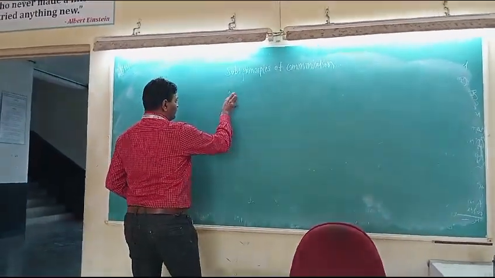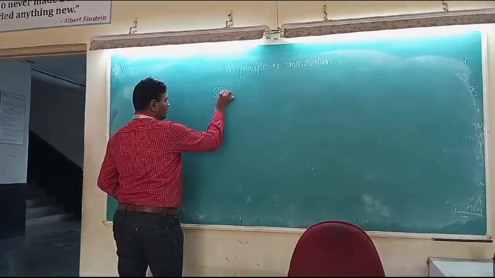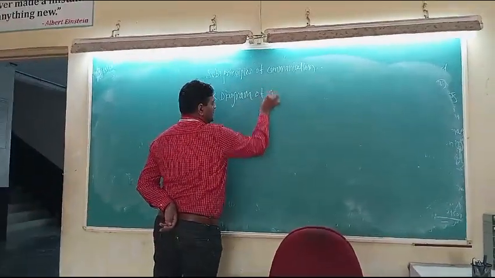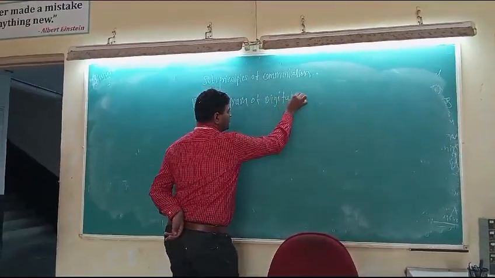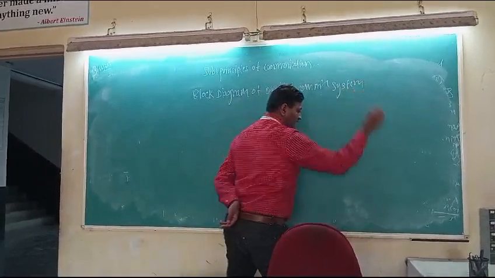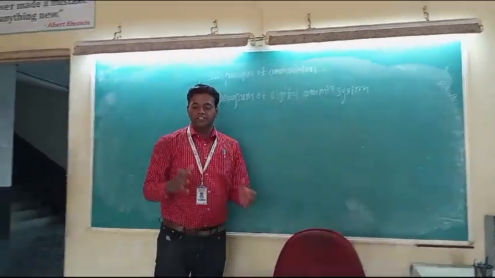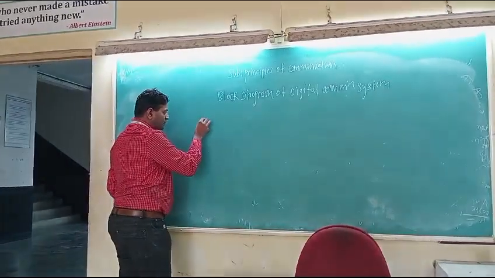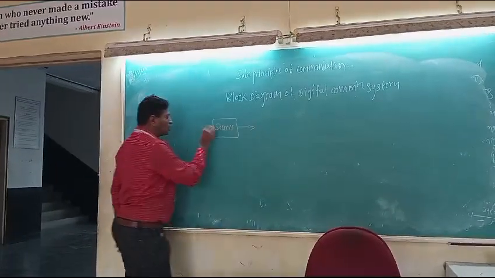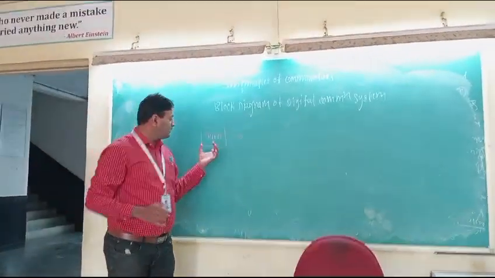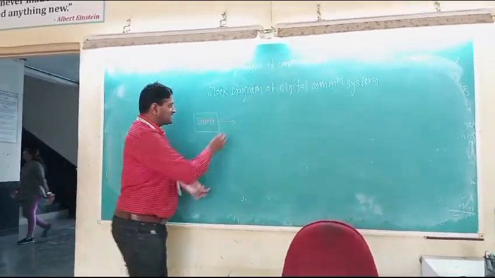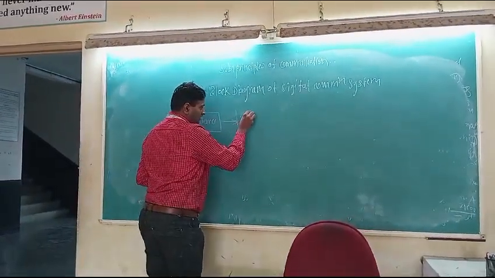This is the block diagram of the digital communication system. In the digital communication system, the first block is a source. The source contains the information, and it may be audio, video, text, picture, any kind of information. That source sends the data towards the input transducer.